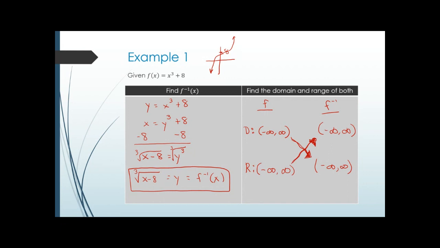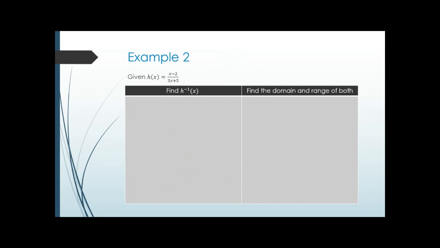And now let me move on to example 2. Here we have a rational function. This is something that you're going to learn more about in week 6. And so if you want to make sure that it has an inverse, you can, let's see, I'm going to eyeball this.